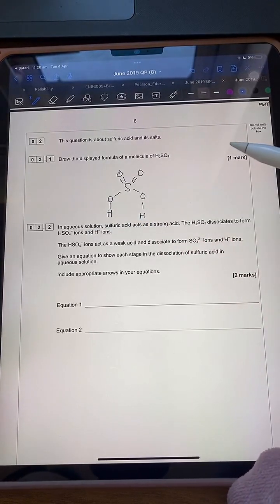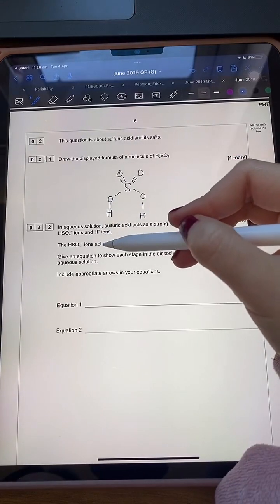So they've already given you the equation here. You just have to write it down and balance it. That's the best thing about this.